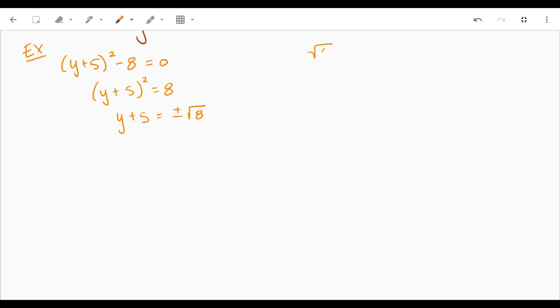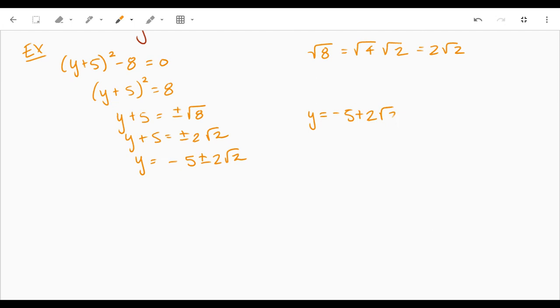Your square root of 8, remember, can simplify because 4 goes into it, so 2 root 2. And then subtract your 5 and put it in the front of the expression. So y could equal negative 5 plus 2 root 2 or negative 5 minus 2 root 2. So you might be forced to write it this way. Any math teacher would also take this answer.